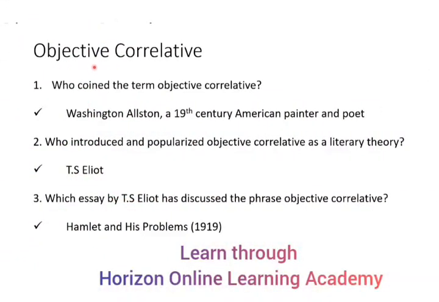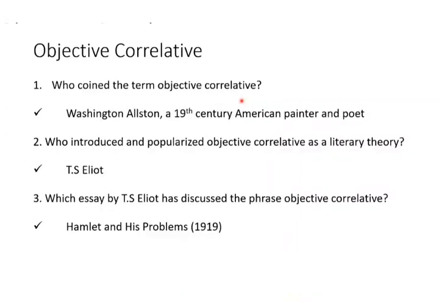The first phrase we are going to look at is objective correlative. Let's look at the first question. Who coined the term objective correlative? We usually connect the term objective correlative with T.S. Eliot. But it was not T.S. Eliot who coined the term. The term was coined by Washington Allston, A-L-L-S-T-O-N. The phrase objective correlative was introduced by Washington Allston. He was a 19th century American painter and poet.